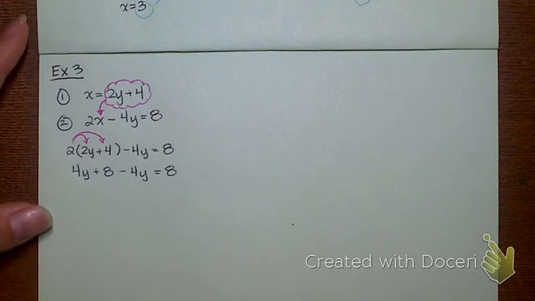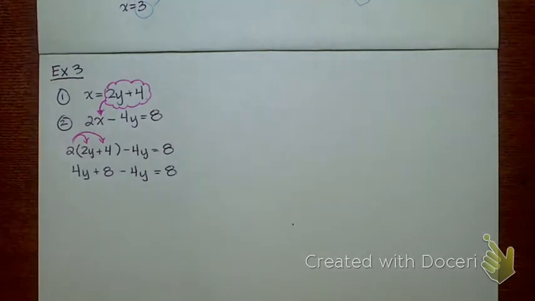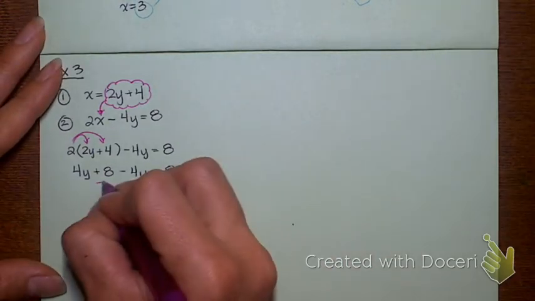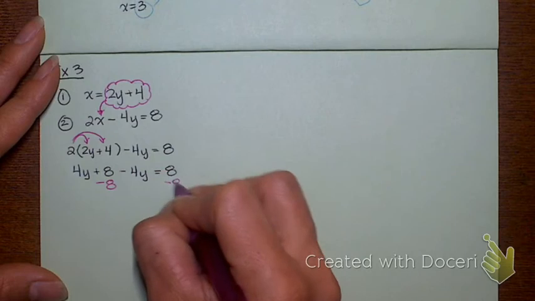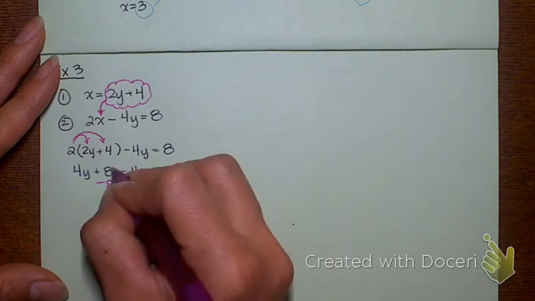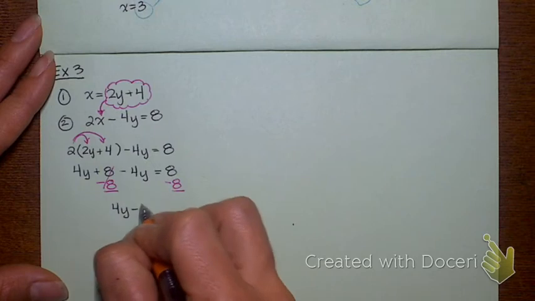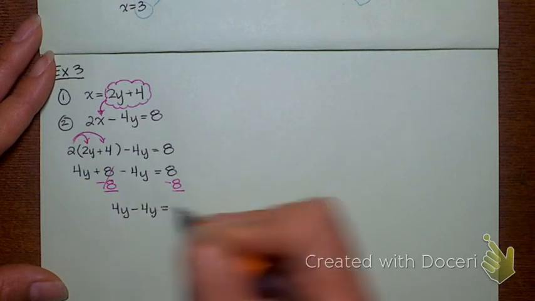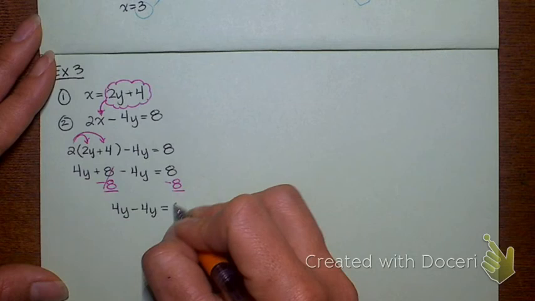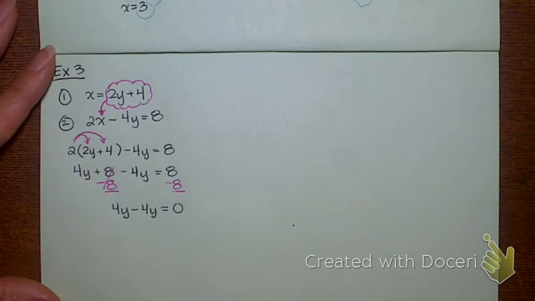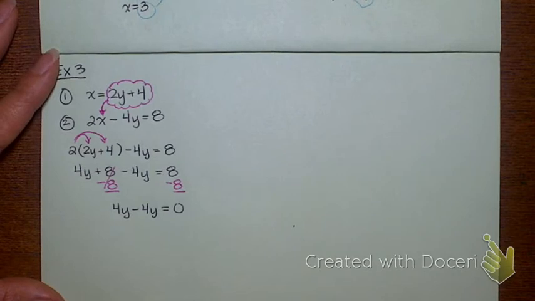Okay, what do you guys want me to do first? Do you want me to combine the like terms, or do you want me to move the 8 over? Move the 8? Okay, so I'm going to subtract 8 from both sides. Okay, and so I get 4y minus 4y equals 0. Okay, even though I get 0, I'm going to keep going. I'm going to keep simplifying.